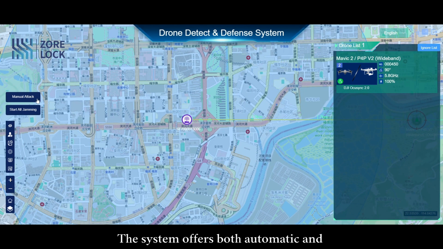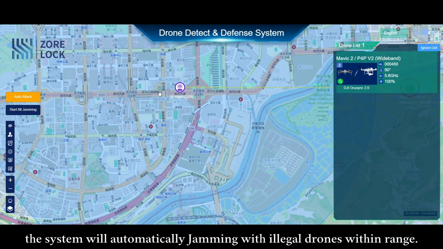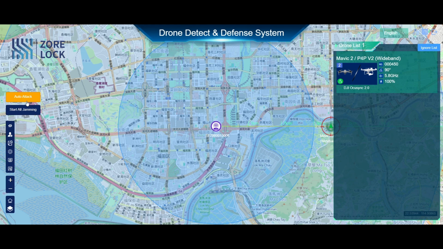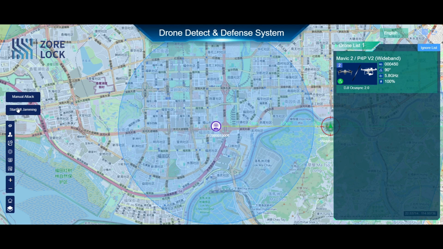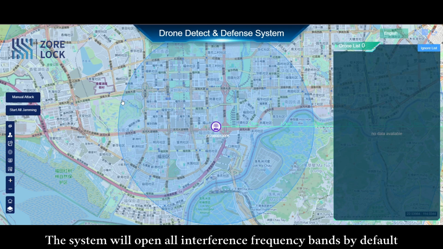The system offers both automatic and manual jamming capabilities against drones. When we turn on automatic strike, the system will automatically jam illegal drones within range. In addition to automatic attacks, we also support manual jamming of drones. The system will open all interference frequency bands by default.